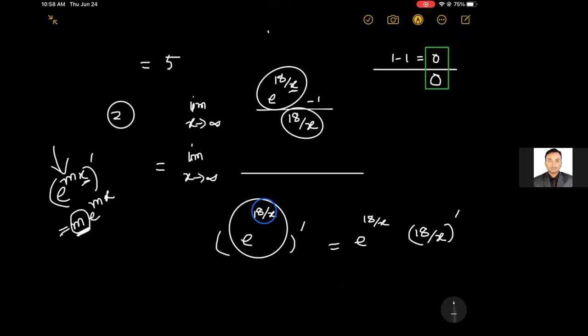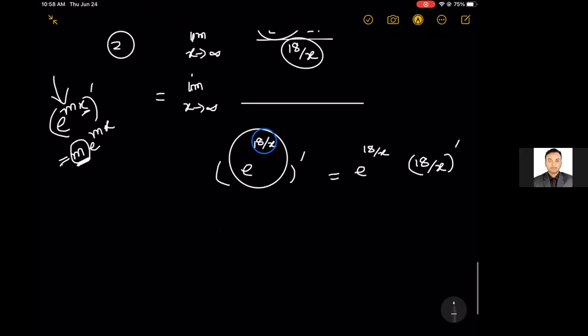Do you agree? Okay, so the derivative of 18 over x, what's that? The derivative of 18 over x, obviously 18 is a constant, we can keep it outside, and the derivative of 1 over x, we know, is negative 1 over x squared. Do you agree?